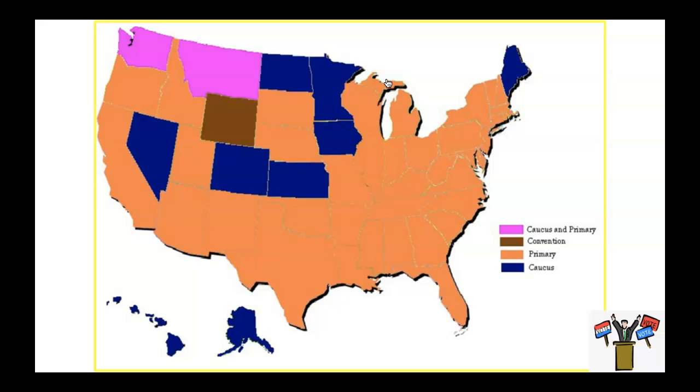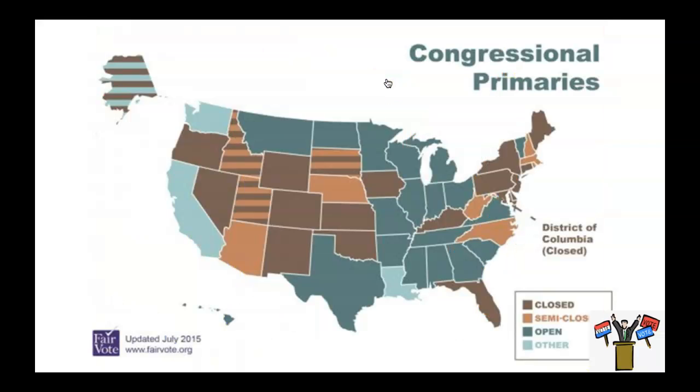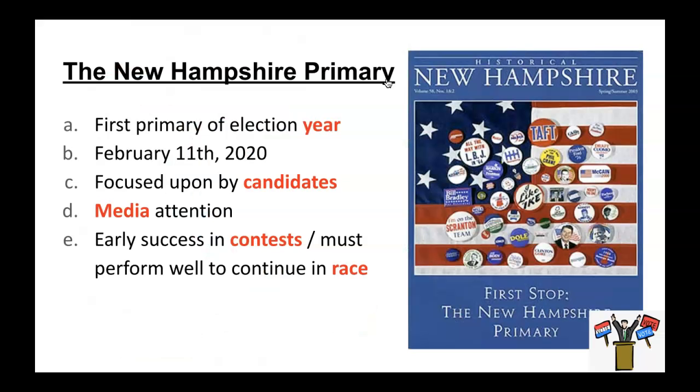If you look here at this map, you can see the different types of primary systems that we have across our land. And then if you look at this map, you can understand a little bit more about the types of primaries that we have between open, closed, and semi-closed, which we'll explain a little bit later in a different lesson. There are states that are able to actually change their primary system too, by the way. As I said before, many states are shifting against or away from the caucus system.